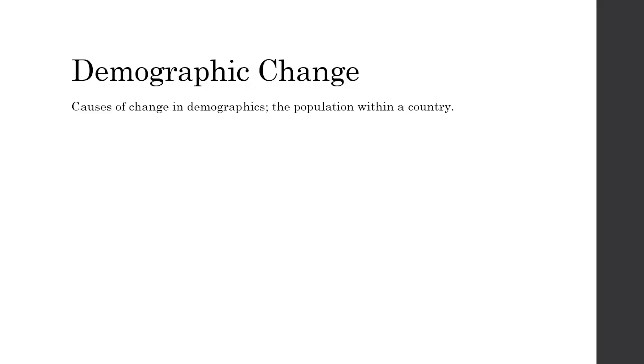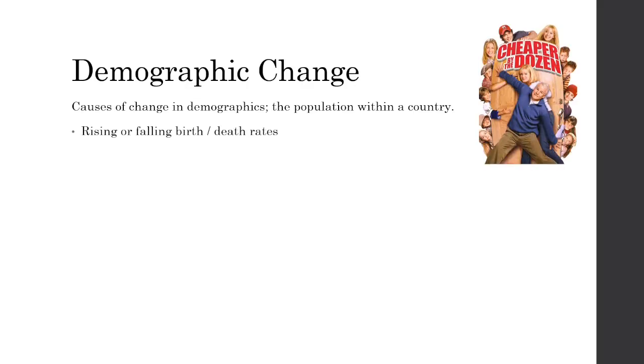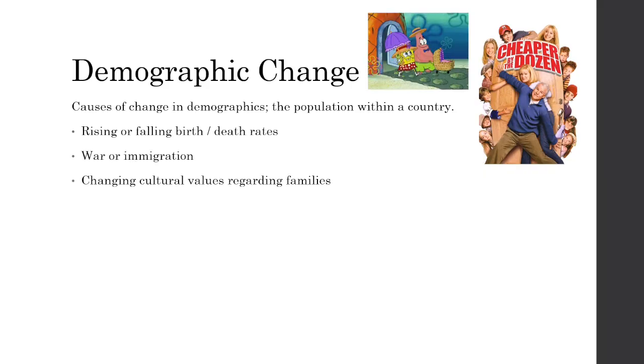Okay, so we're going to move on to demographic change, a lot more social changes and characteristics within countries. We're going to look at migration, birth rates, death rates, and that sort of thing. So we're going to look at causes of changes in demographics, the population within a country. So we can see obviously falling and rising birth and death rates. We can see war, immigration, changing cultural values regarding families.